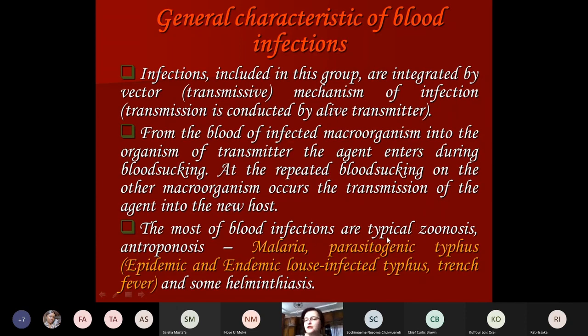Most blood infections are typical zoonoses. Anthroponoses, as a rule, are the most dangerous for humans. As a rule, malaria, louse-borne typhus, like epidemic and endemic louse-borne typhus, trench fever, and some helminthiasis.